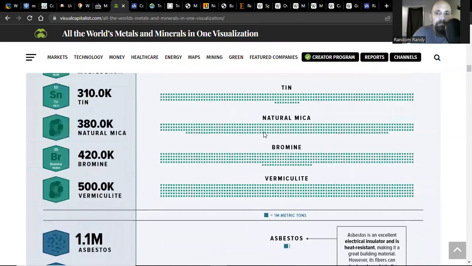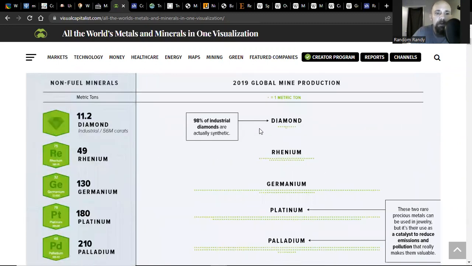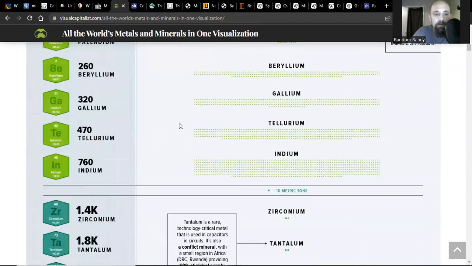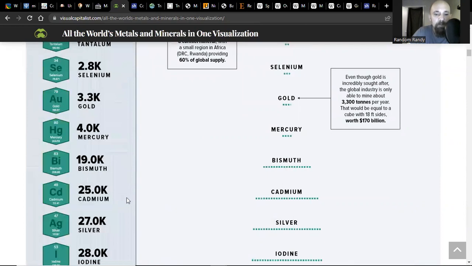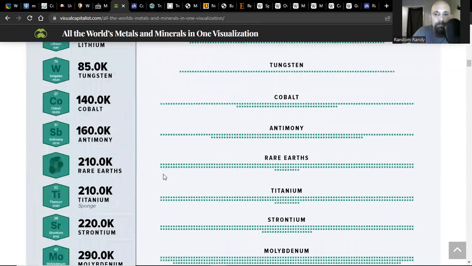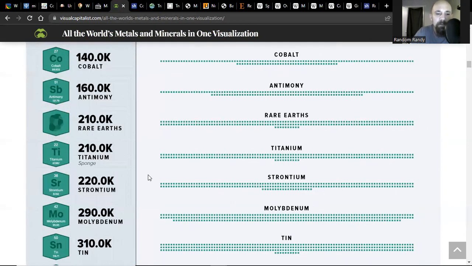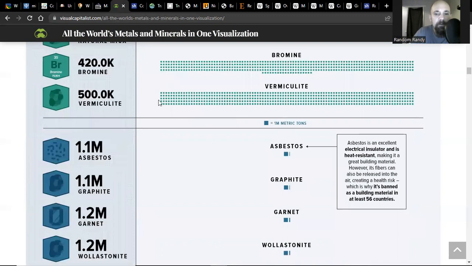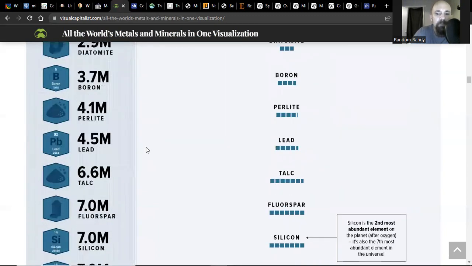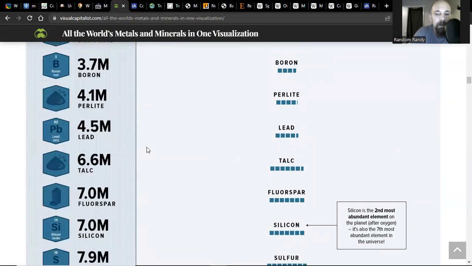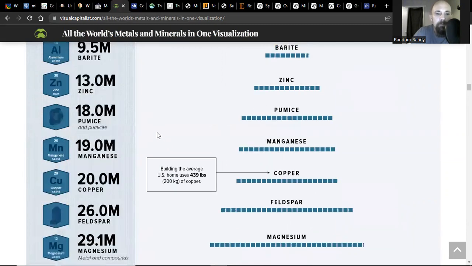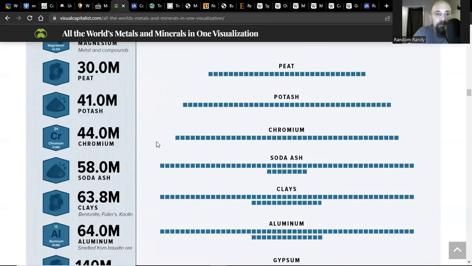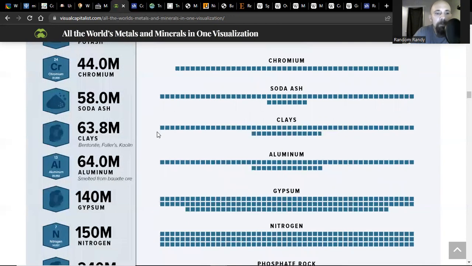So let's start at the top, guys. This just shows you the tonnage of non-fuel minerals. Diamonds, 11.2 metric tons, so on and so forth. And it goes on and on. Zirconium, selenium. We'll just scroll right through this. You see 210,000 tons of titanium extracted in 2019. Mica, okay. Vermiculite used in planting and things. Okay. Abrasives. Some of these things you may not consider earth extracts, but they are. Pumice, magnesium, peat, right? 30 million tons of peat. Clay, 63.8 million tons of clay.